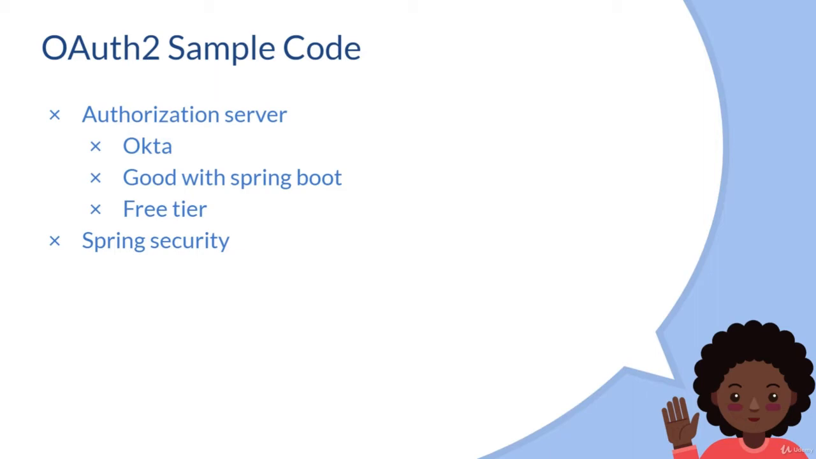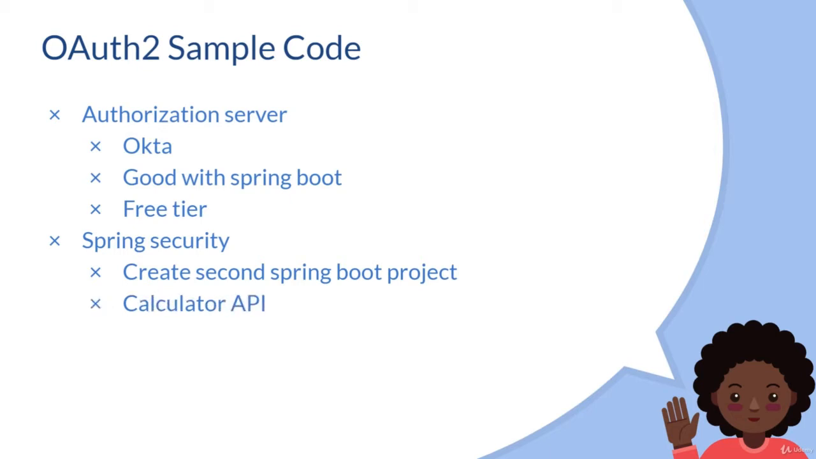For OAuth, we will create a second project with the Spring Security dependency. The project will be a simple calculator API with several endpoints like add or multiply. Okta is quite complete and complex. Please note that this course is not about Okta itself, so detailed training on Okta will not be covered.